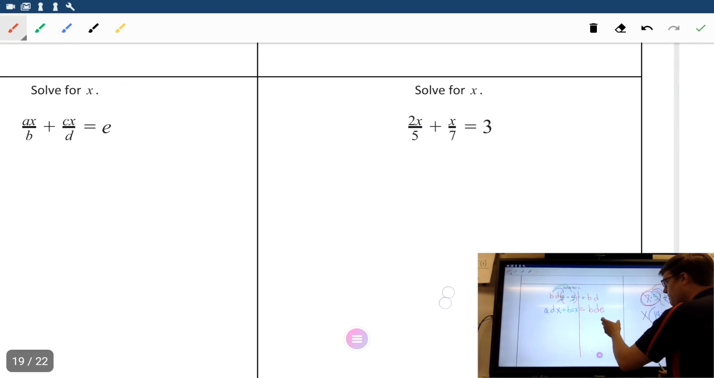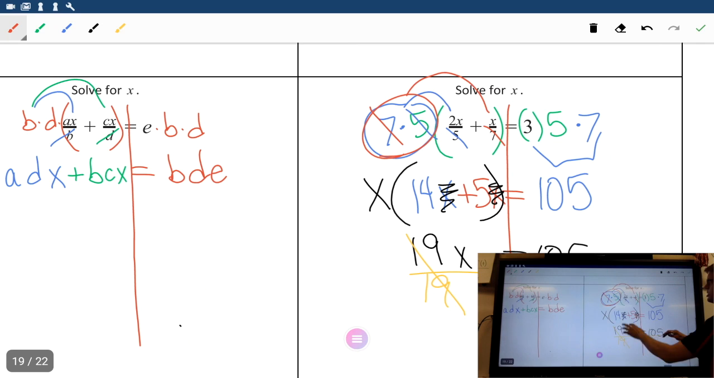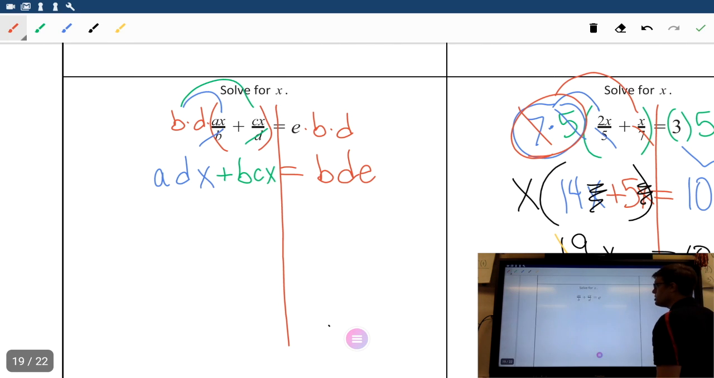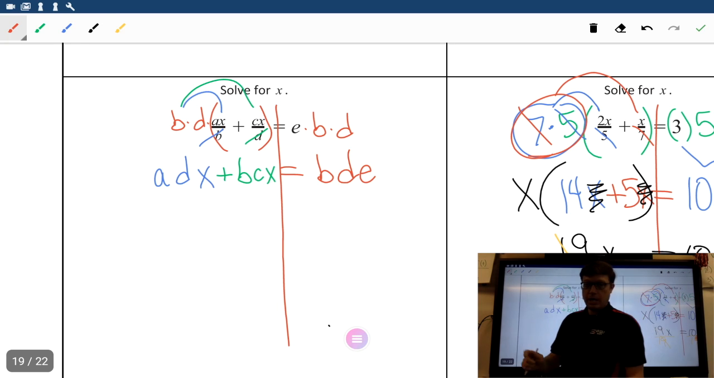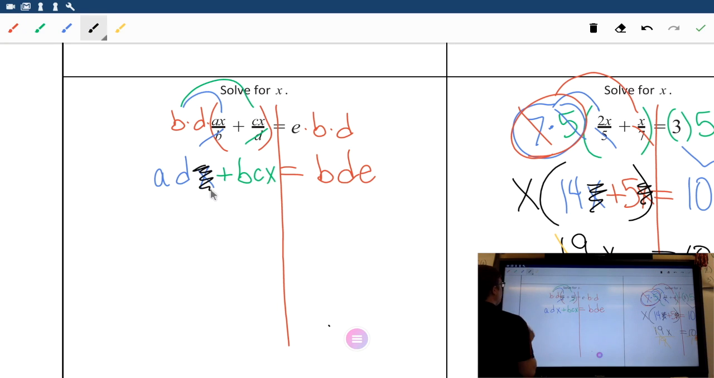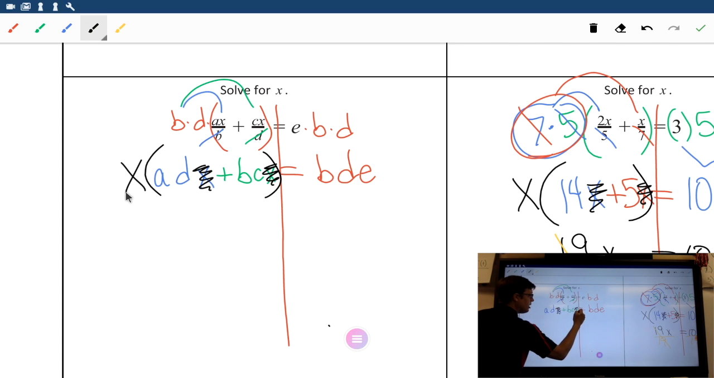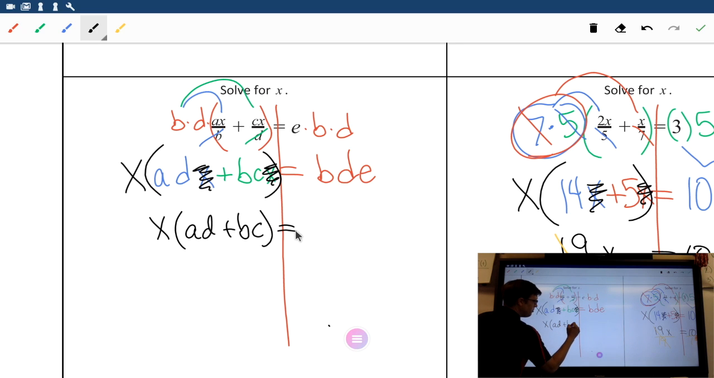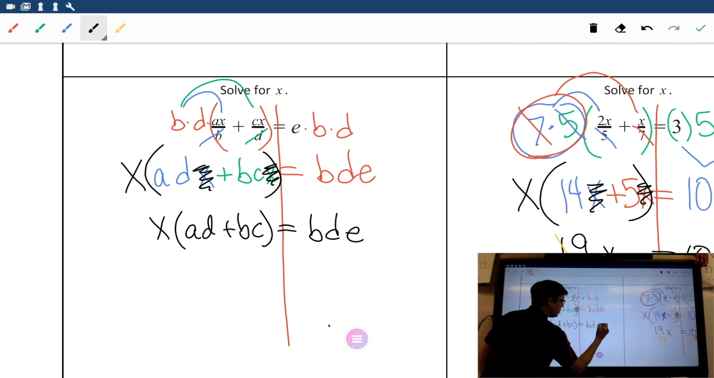Now, step 1 was to cancel the fraction. Step 2 is to factor. So here I'm going to factor out the thing that both of these things over here have in common. They both have x in common. So I'm going to factor out x, giving me no fraction, but a pair of parentheses with stuff in it, and x on the outside. X times AD plus BC, and it equals BDE.